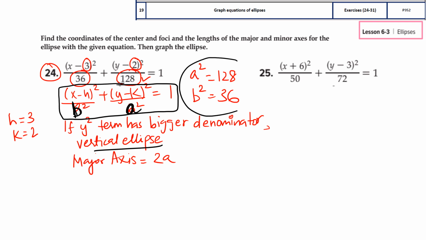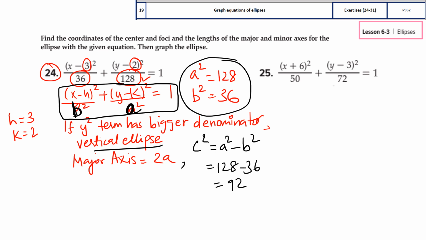Now once you have your a square and b square, you can find your c square by subtracting. So this is the formula we used. Let's do this. 128 minus 36, so 92. Now this is the value of c square. We need c because that will help you to get the coordinates of the focus.